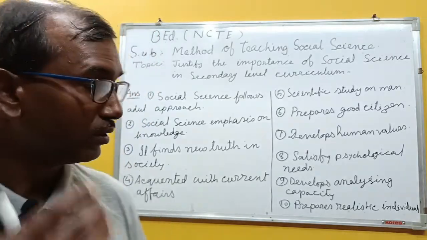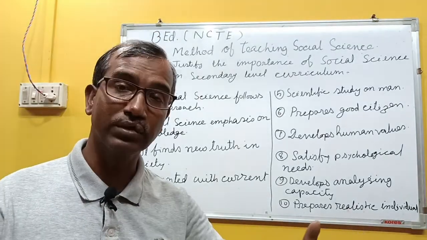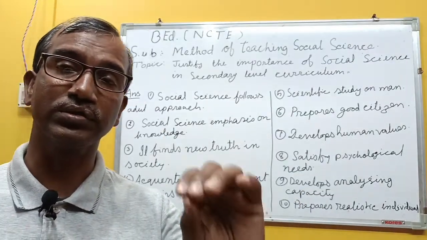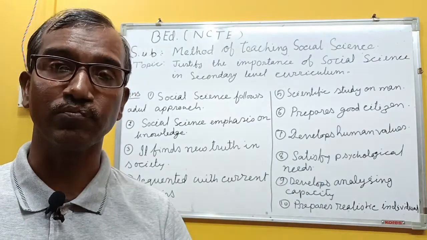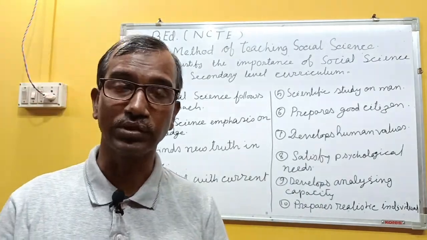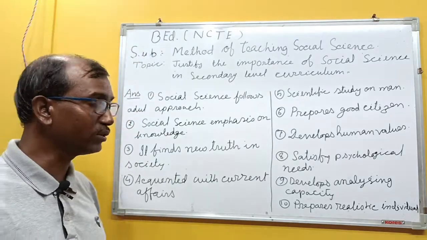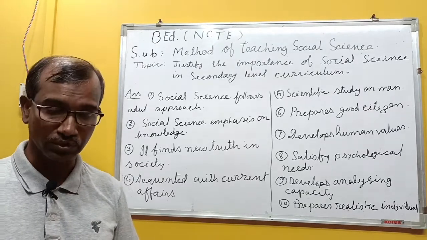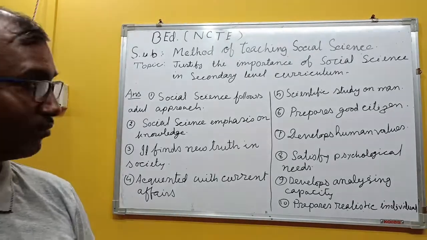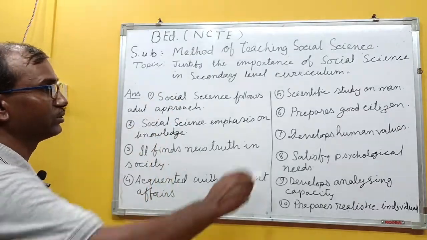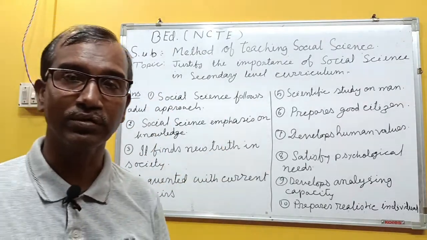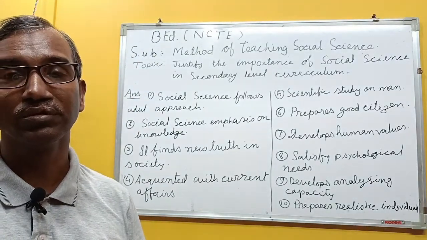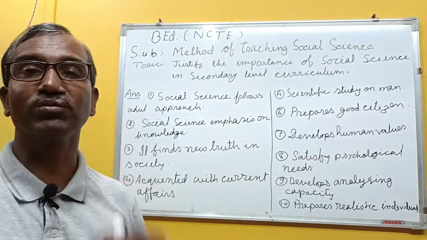So that is why social science in secondary level, as it mostly includes the concepts of political science, history, economics, and geography, is the combination of basically four subjects. We cannot think of the curriculum of secondary level without social science. So in this way, by using all these 10 points, we can justify that in secondary level, we must include social science as one of the core subjects.